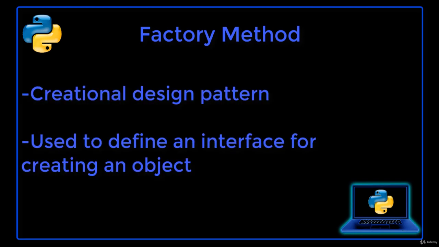In this lecture, we will learn about the factory method design pattern and how to implement it in Python. The factory method design pattern is a creational design pattern used to define an interface for creating an object. It lets subclasses decide which class to instantiate. Factory method promotes loose coupling. It eliminates the need to bind application-specific classes into the code.